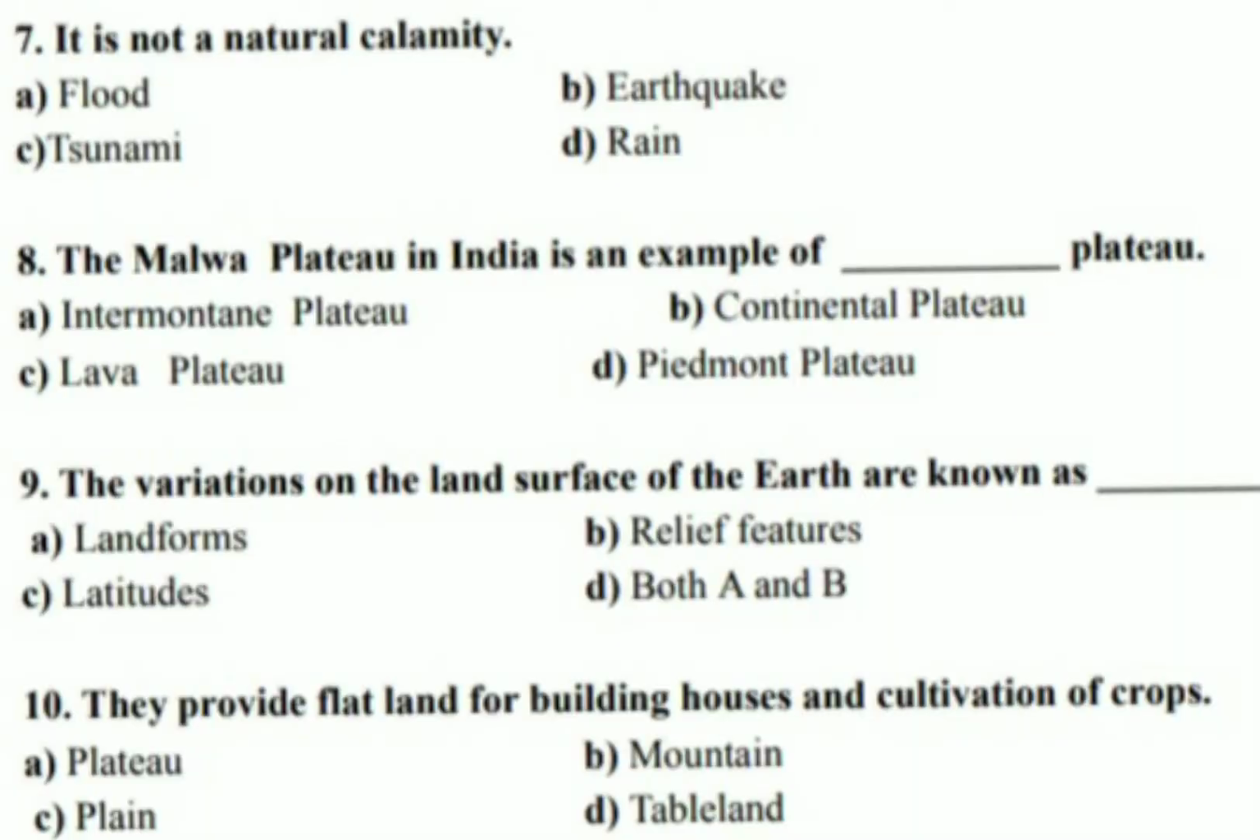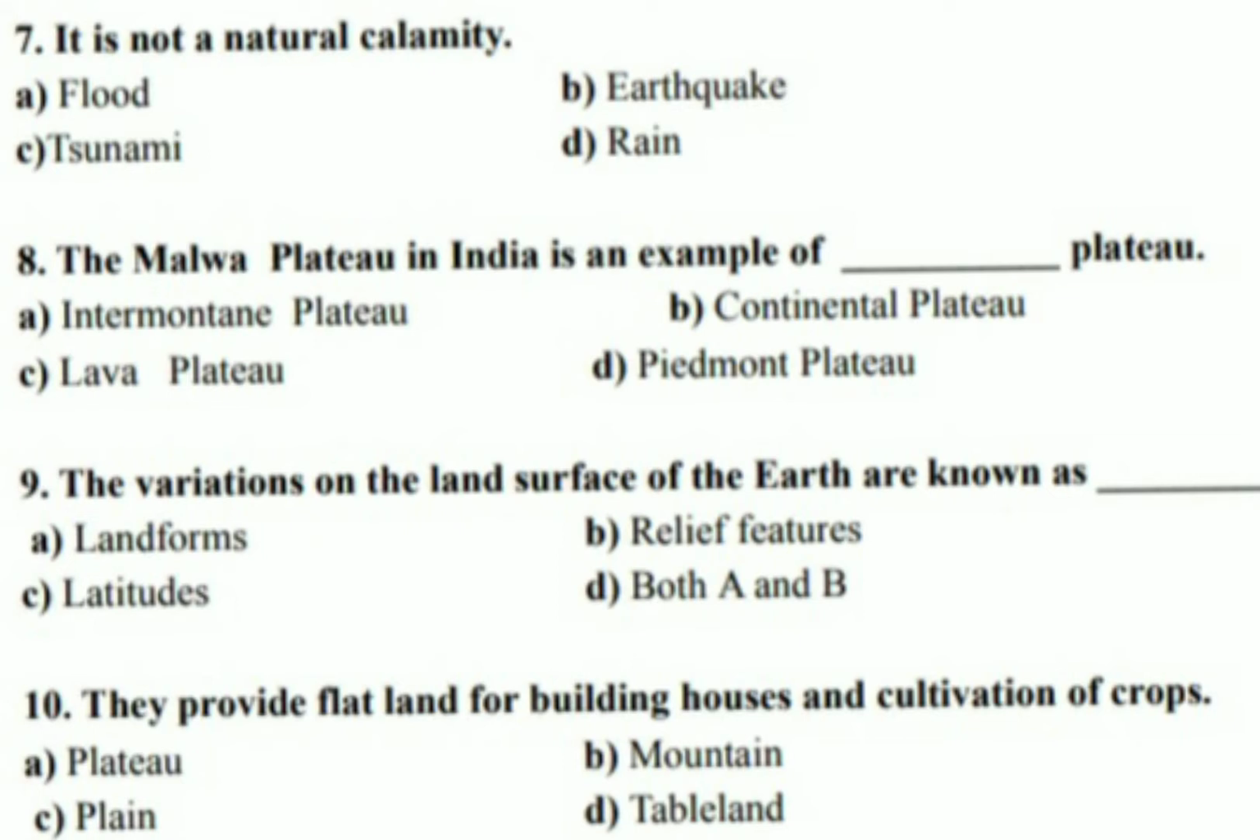The seventh one now: which is not a natural calamity? The options here are flood, earthquake, tsunami, rain. And the correct option is number D, that is rain, which is not a natural calamity.